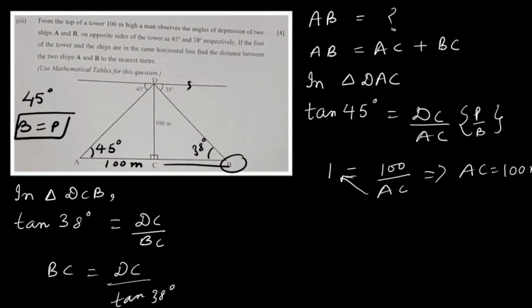So what we will do? Here we will use complementary angles. So tan 38, we'll just write it in terms of cot, because tan and cot they are complementary angles. So tan 38 I can write as cot of 90 minus 38, that is cot 52.